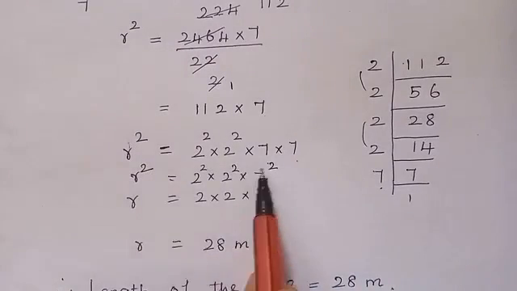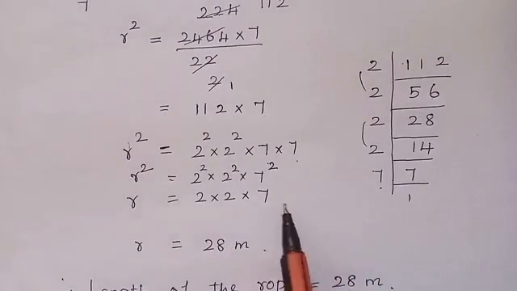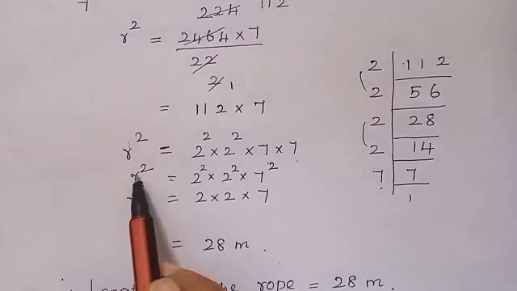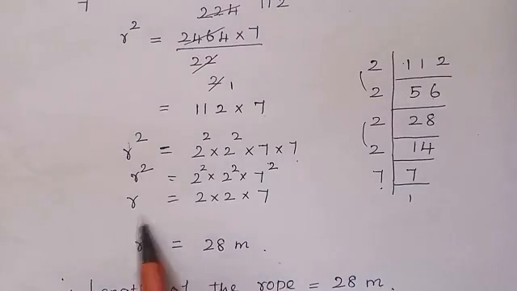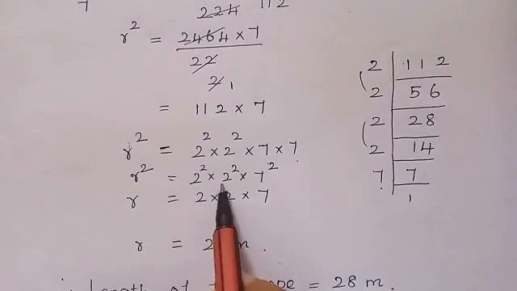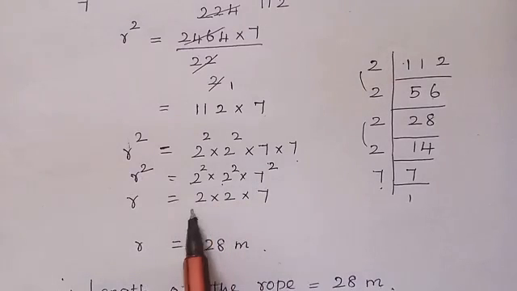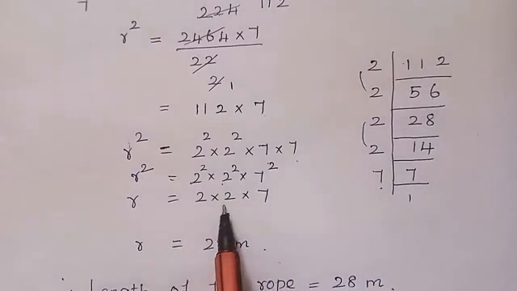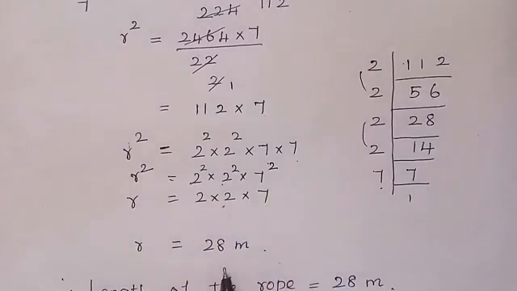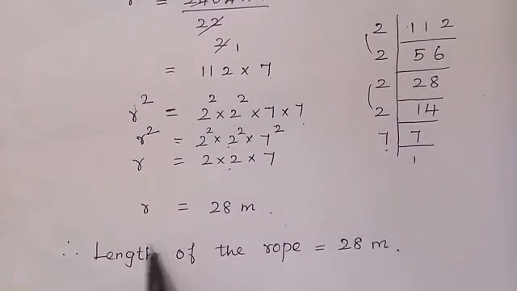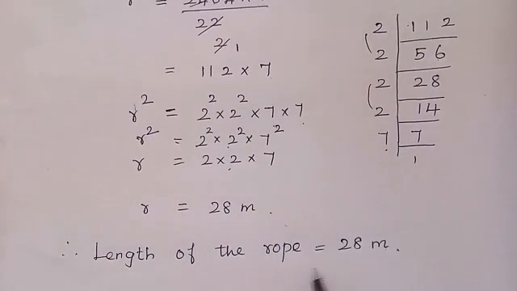Now remove the square on the left hand side and the right hand side. Then what is remaining? Just r alone. R equals 2 into 2 into 7. Multiply: 2 2s are 4, 4 7s are 28. So the value of r equals 28 meters. That means the length of the rope equals 28 meters.